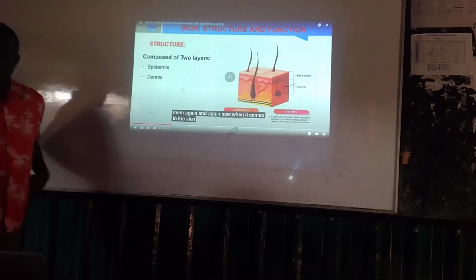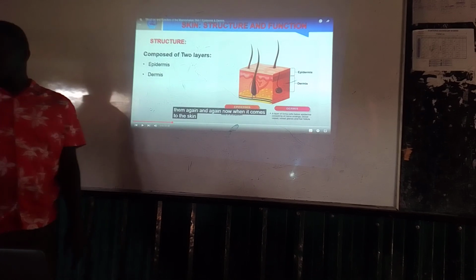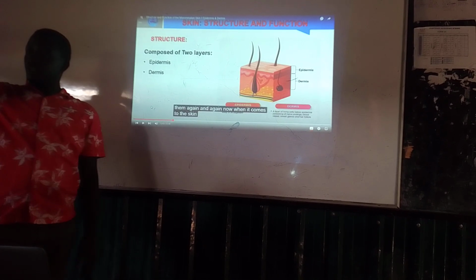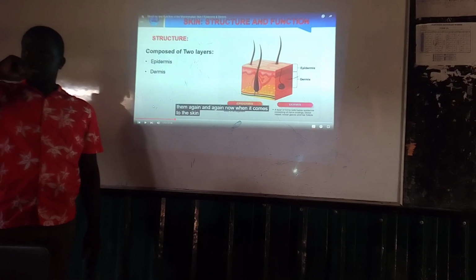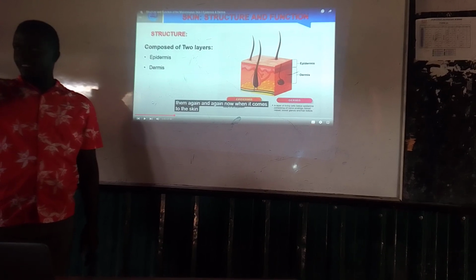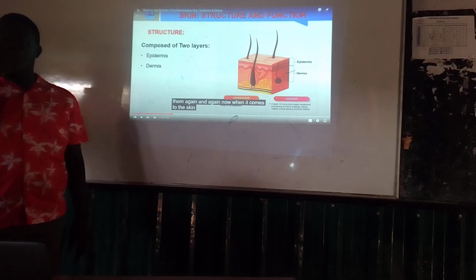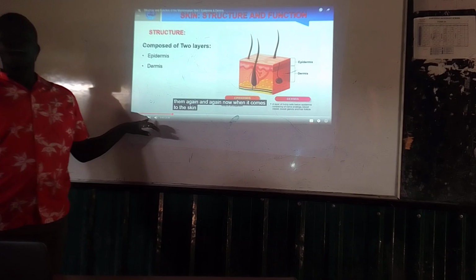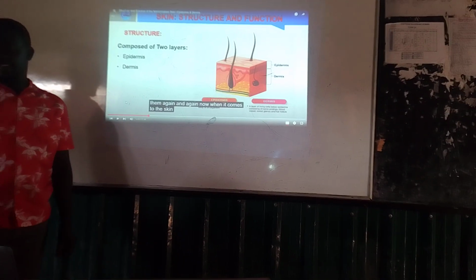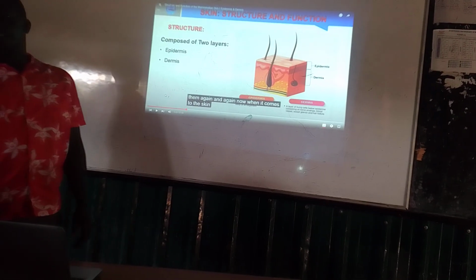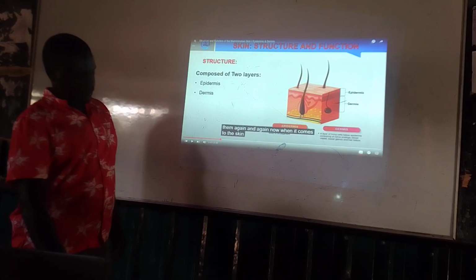Now when it comes to this, don't write that. This one structure is composed of 2 layers. Yes. And you also have an additional layer. Ya tatu ni, what's the name of that one? The third one. There's a third layer. The third one is called hypodermis. Hypodermis is another layer. And I'm going to show you a video for that.